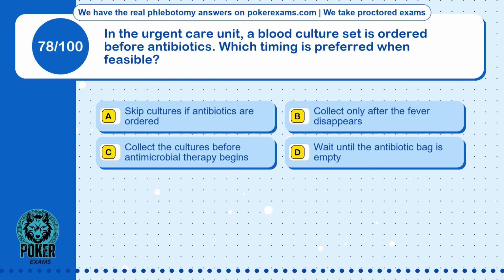Question 78. In the urgent care unit, a blood culture set is ordered before antibiotics. Which timing is preferred when feasible? Option A. Skip cultures if antibiotics are ordered. Option B. Collect only after the fever disappears. Option C. Collect the cultures before antimicrobial therapy begins. Option D. Wait until the antibiotic bag is empty.